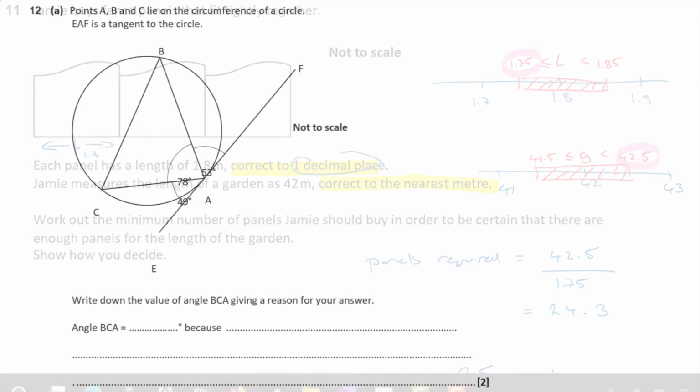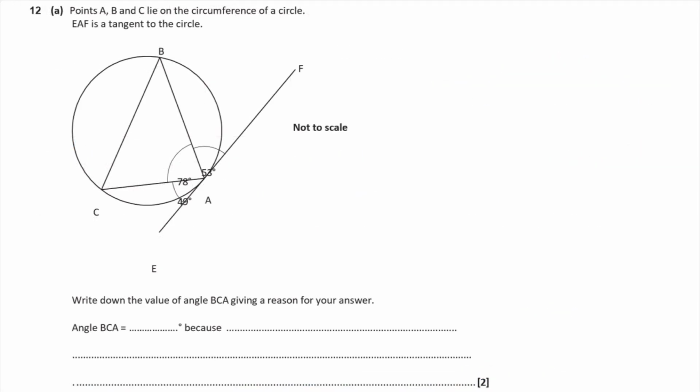Okay, let's move on. Question 12a. Points A, B and C lie on the circumference of a circle. EAF is the tangent of the circle. Write down the value of angle BCA, giving a reason for your answer. Okay, so where's BCA? Well, here's B, there's C, there's A. So BCA.